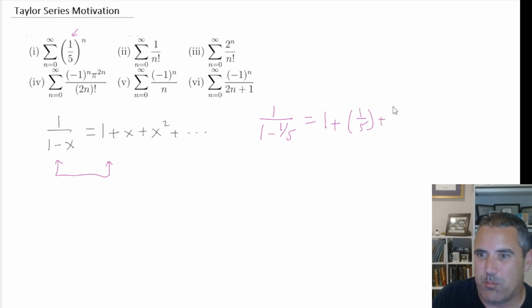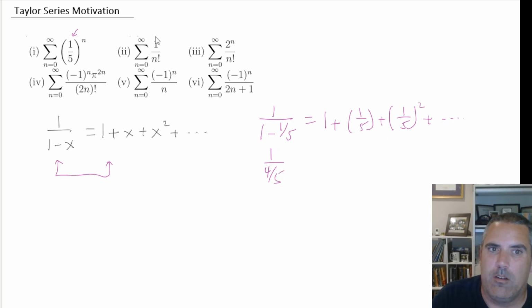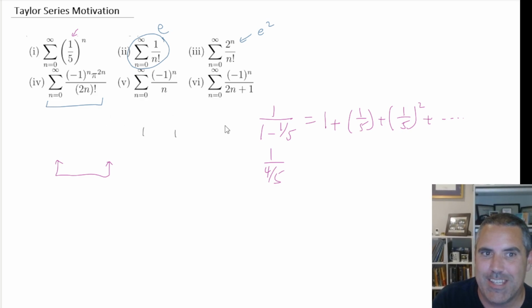But I would argue that it's pretty darn interesting that we can figure out what this is approaching. And it's approaching 1 over 4/5, so it's approaching 1.25. All of these other ones are also approaching things. This is approaching e to the 1. That's approaching e. I think that's amazing. This is approaching e squared. This is actually approaching cosine of pi, which is -1.